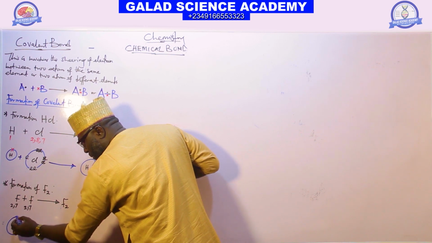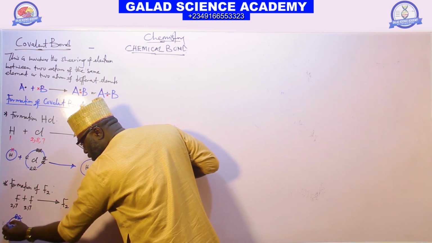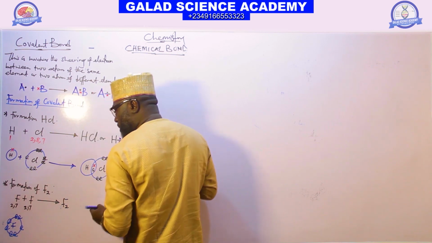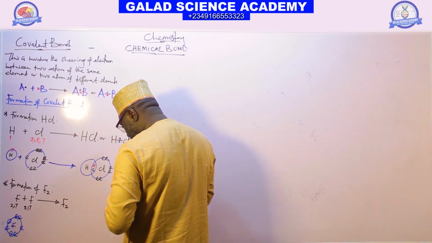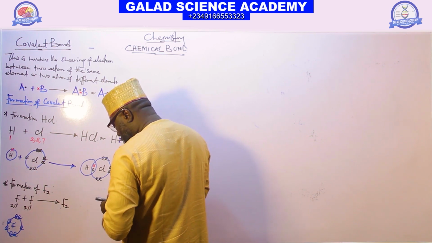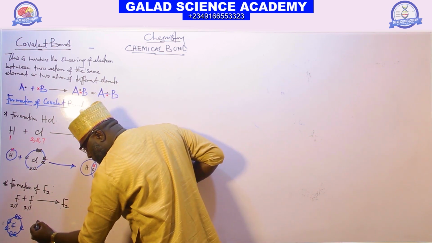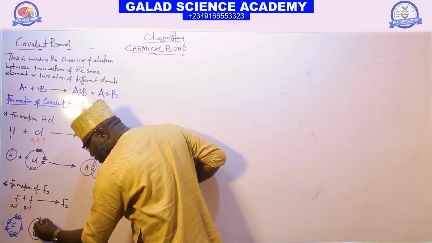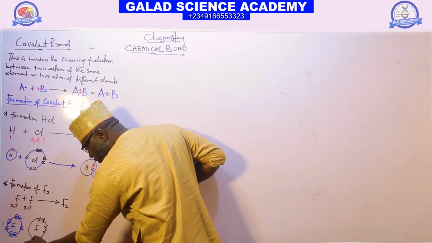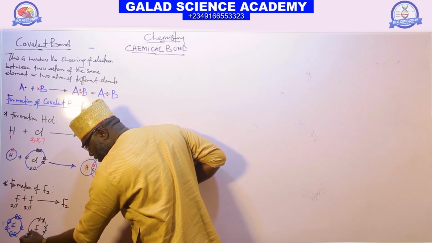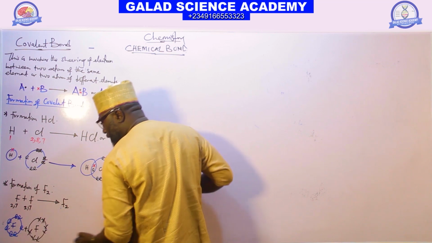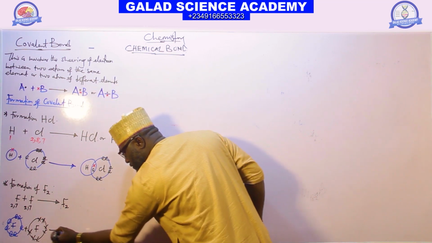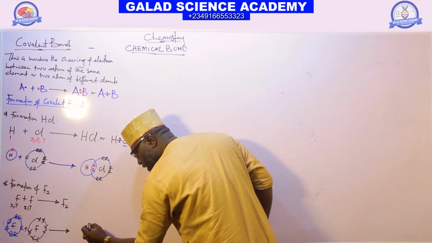Fluorine, our electrons: 1, 2, 3, 4, 5, 6, 7. The second fluorine, let me use a black marker for it. The second fluorine, we have F: 1, 2, 3, 4, 5, 6, 7. They will now react together. So when they react together, it will give us this. They will overlap.